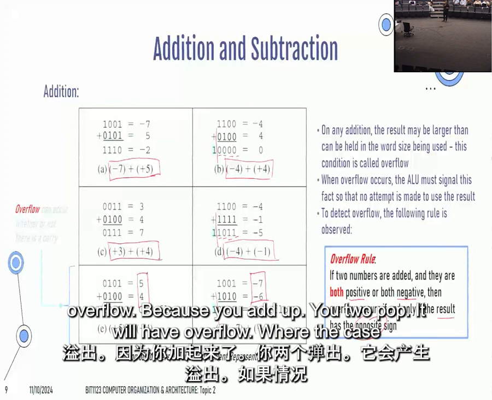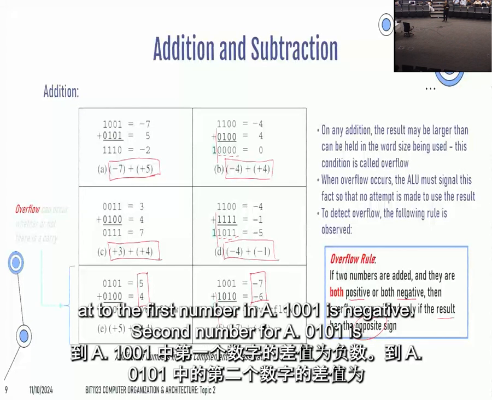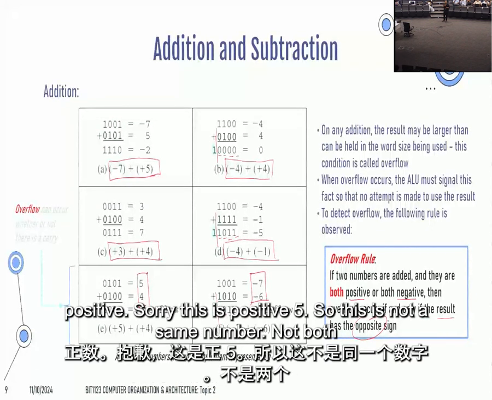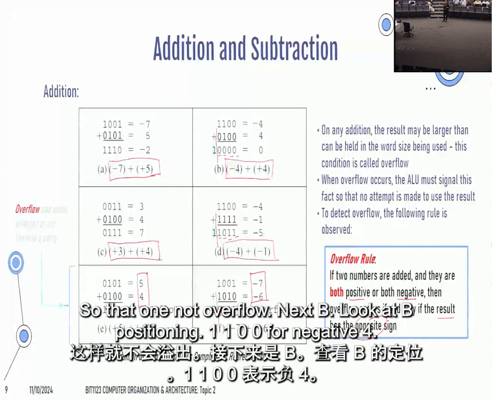It will have an overflow. Where is the case of overflow? In the box, I said both positive or both negative numbers. So if you look at the first number in A, 1001 is negative. The second number for A, 0101, is positive. This is +5. So this is not the same type of number, not both. So if it has the overflow on the leftmost significant bit, that one is not overflow.